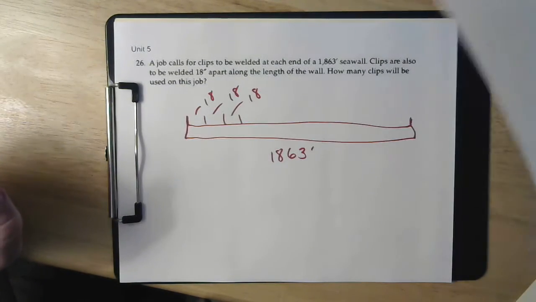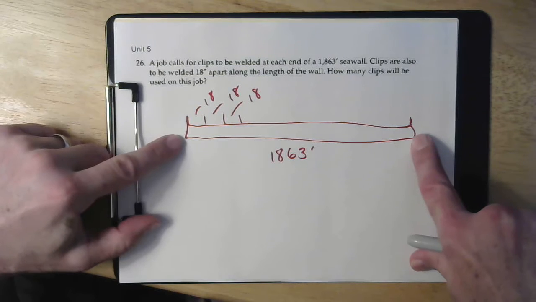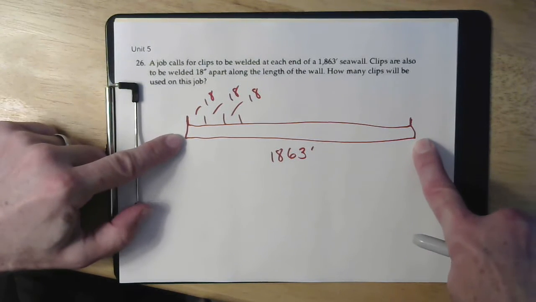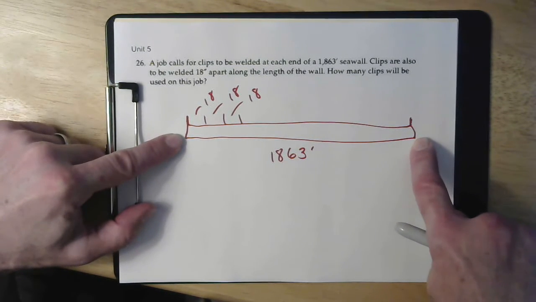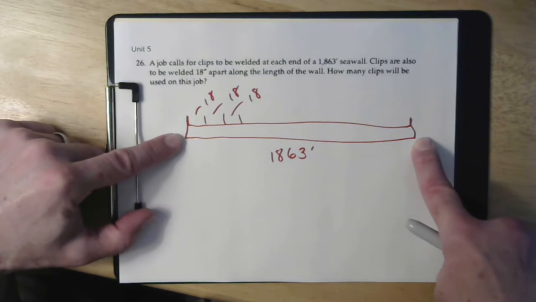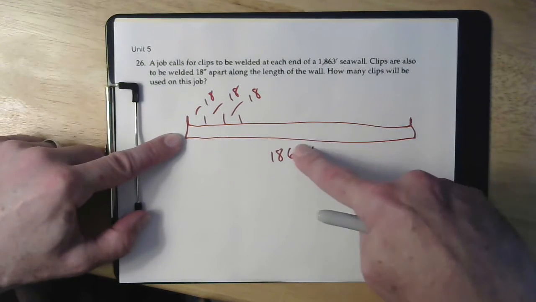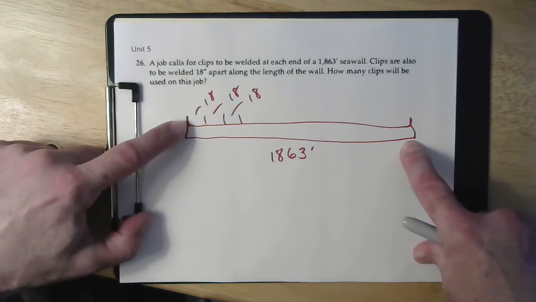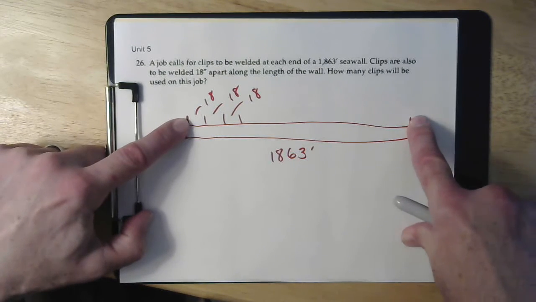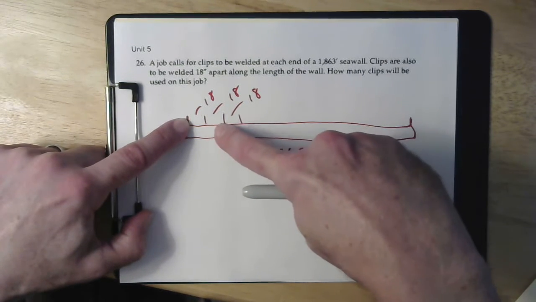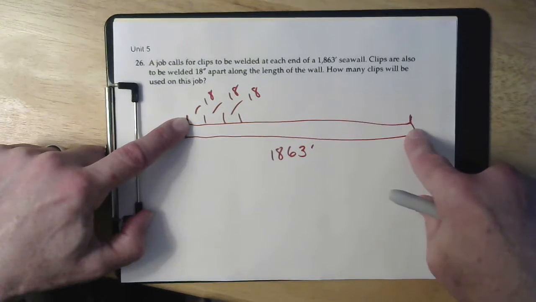So you think to yourself, so I've sketched out, and this is really the way I do it. I've spent a lot of time doing math, but I still do these crude little sketches when I do this. So I think I got this 1,863-foot wall. I got clips on the end, and then every 18 inches I'm putting another clip.